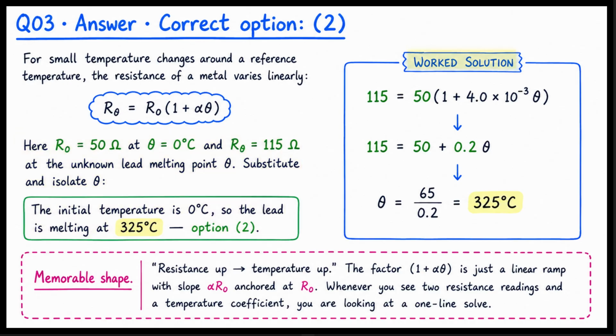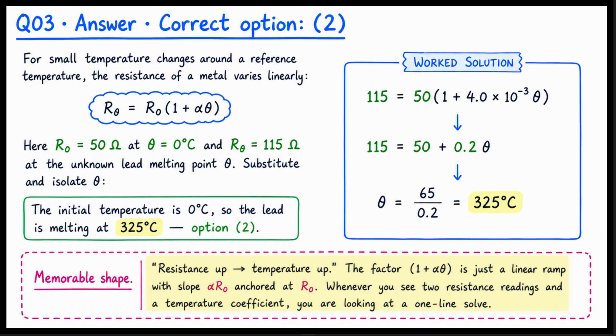115 equals 50 times 1 plus 4 times 10 to the minus 3 times theta. Distribute. 115 equals 50 plus 0.2 theta. Subtract 50 from both sides. 65 equals 0.2 theta. Divide. Theta equals 65 over 0.2, which is 325 degrees Celsius. The initial temperature is 0, so the lead is melting at 325. Option 2. Now here's the memorable shape.